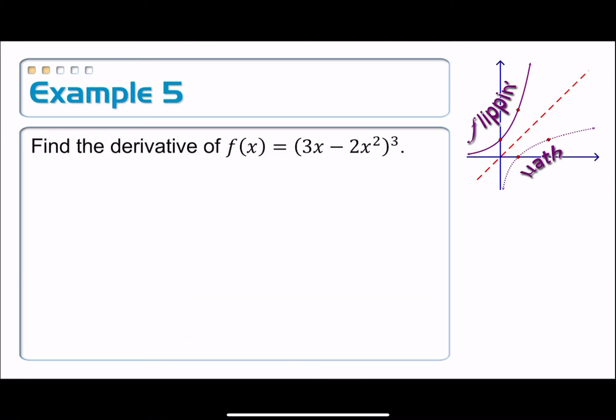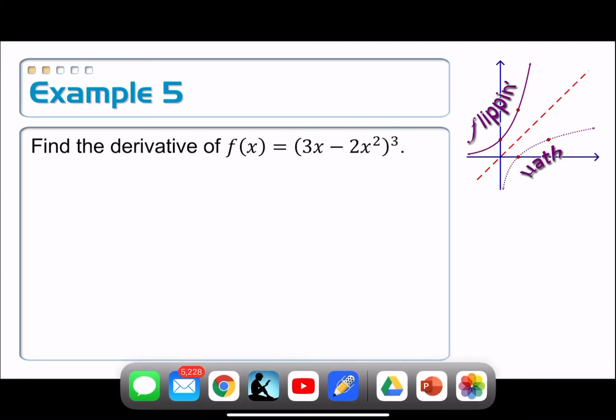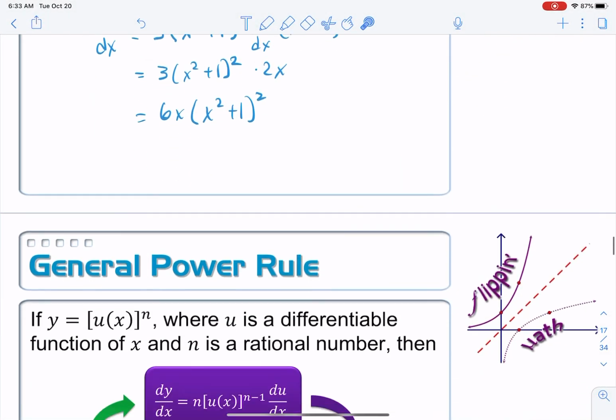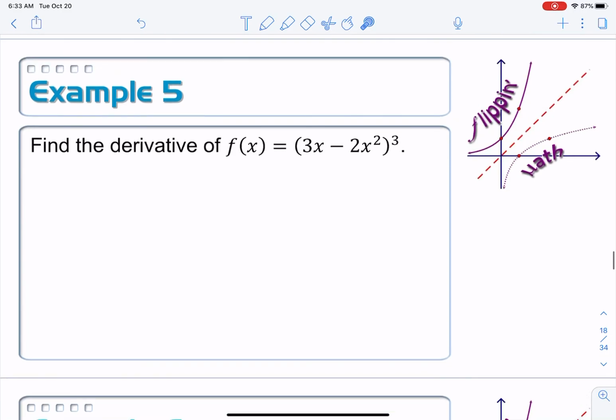All right, let's try this one more time here. On example, find the derivative of f of x is equal to 3x minus 2x squared, all raised to the third power. So once again, we have a function raised to a power. So I'm basically just applying this general power rule for functions, which is a consequence of the chain rule. So f prime of x is equal to, leapfrog this power down, 3 times 3x minus 2x squared.